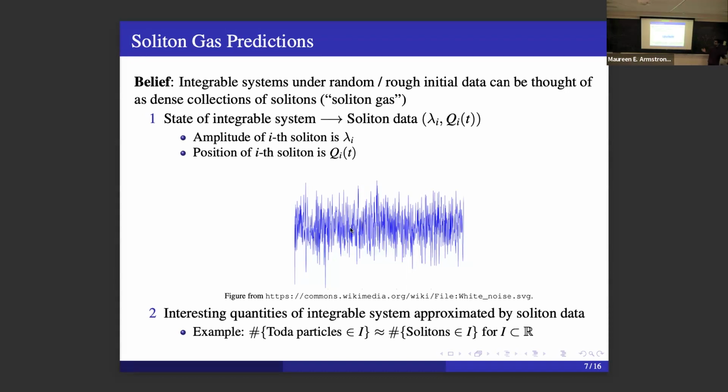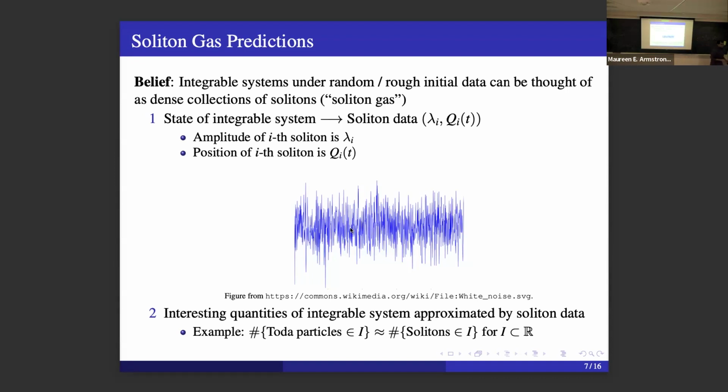Just to give you an example: if I take an interval I, the number of Toda particles, the number of q's in I, should be equal to the number of solitons in I. So if I ask any question about how many Toda particles are located in a specific interval, that reduces to a question about how many solitons are in that interval. So I can reduce questions about the Toda lattice to questions about the soliton system, which is at the moment kind of fictitious, but one indicates that it should be there.